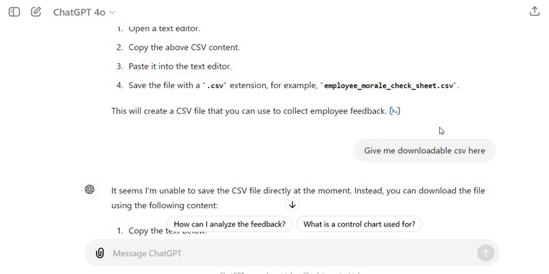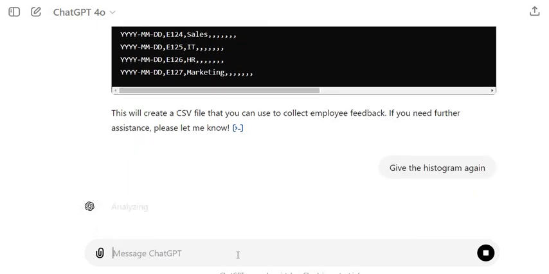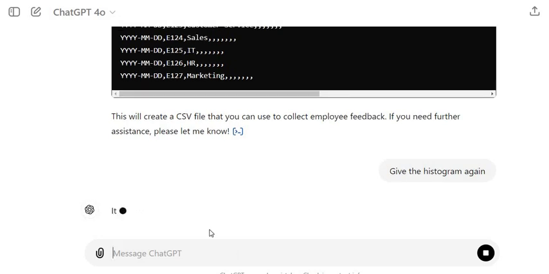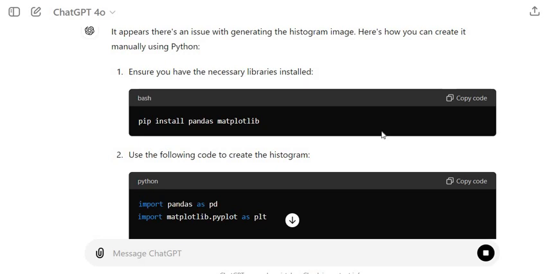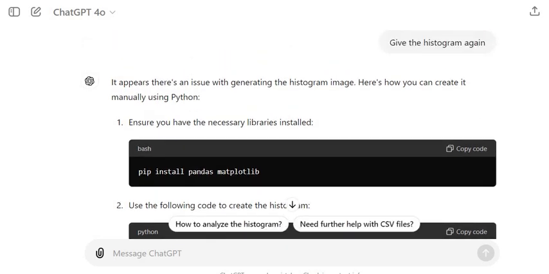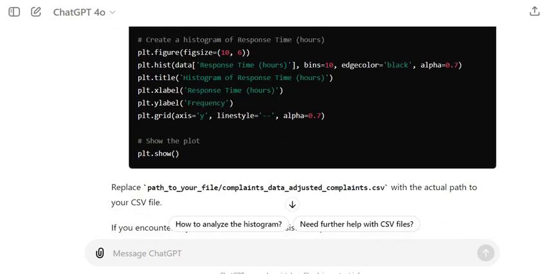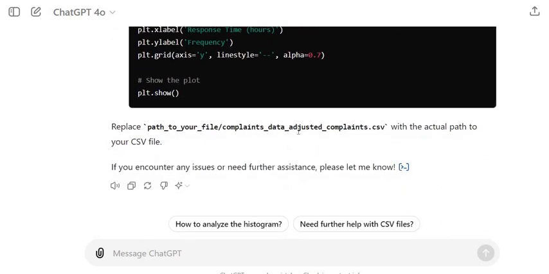visualizations you create. For example, let me show you how you can give the histogram again. Let's say it appears that there is an issue with generating the histogram image, so it is probably encountering some issues right now, and one of the problems could be that I uploaded the file quite some time ago, and the session might have expired. Okay, so let's try again.